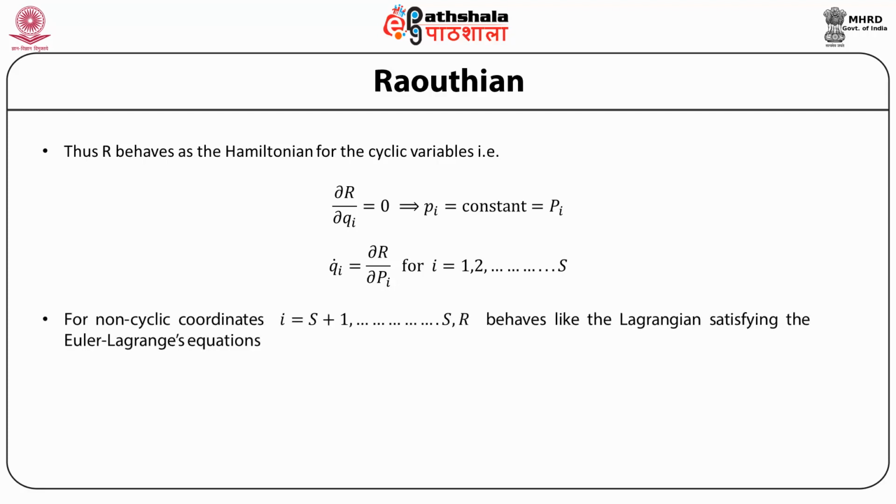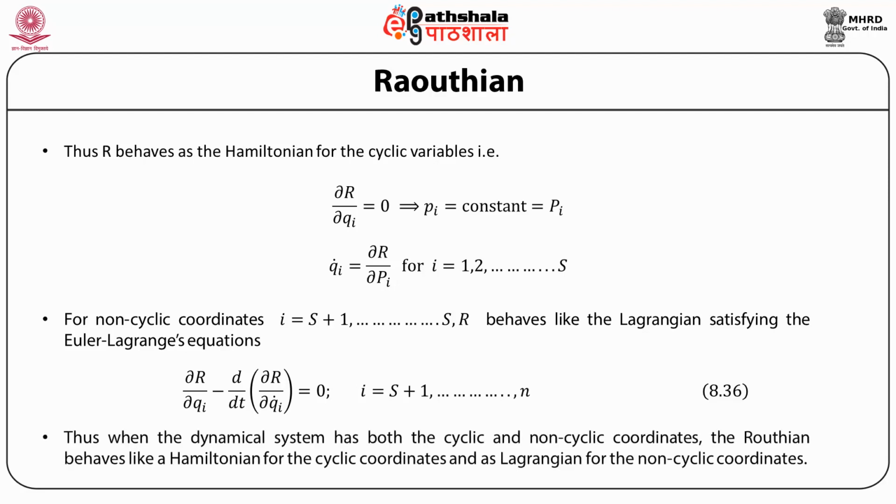and for the non-cyclic coordinates, i equal to s+1 to n, this Routhian behaves like the Lagrangian, satisfying the Euler-Lagrange equations, namely dR by dqi minus d/dt of dR by dqi dot is equal to 0 for i equal to s+1 to n. Thus, when the dynamical system has both cyclic and non-cyclic coordinates, the Routhian behaves like a Hamiltonian for the cyclic coordinates and a Lagrangian for the non-cyclic coordinates.